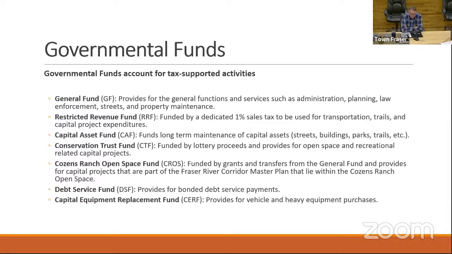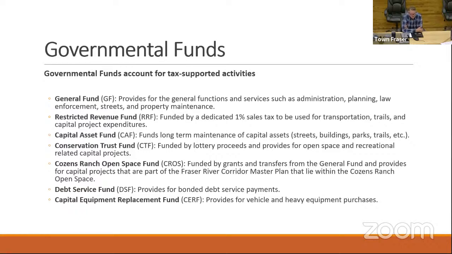We also have a conservation trust fund, in which we receive proceeds from the state for lottery proceeds, and it provides for open space and recreational related capital projects. Another governmental fund is the Cousins Ranch Open Space Fund. This is funded by grants and also from transfers from the general fund. And it provides for those capital projects and improvements that are part of the Fraser River Corridor Master Plan that lie within Cousins Ranch Open Space. And Kathryn, in a few minutes, will give you an overview of what that open space looks like.